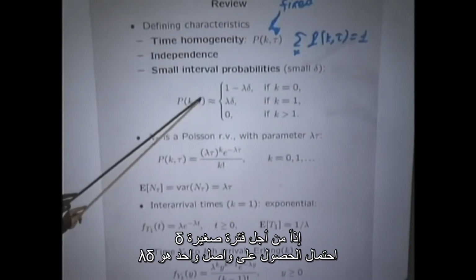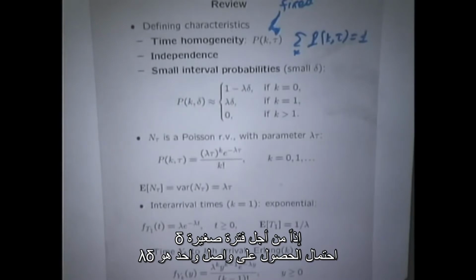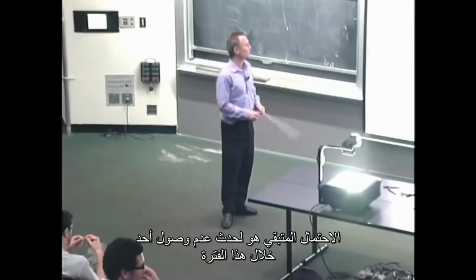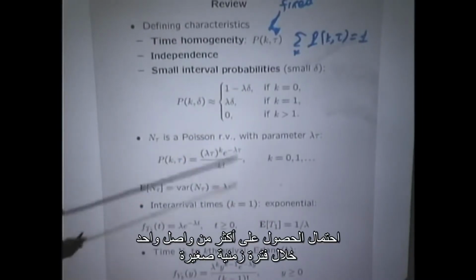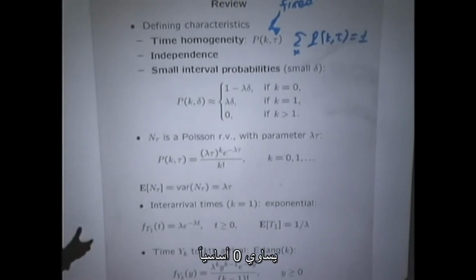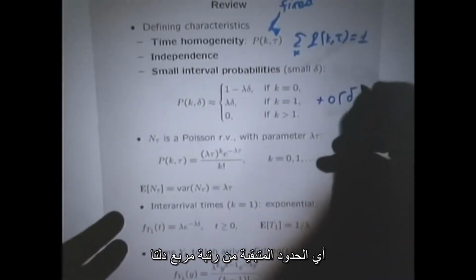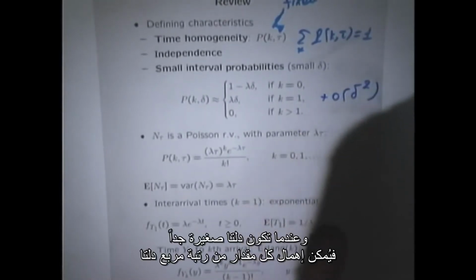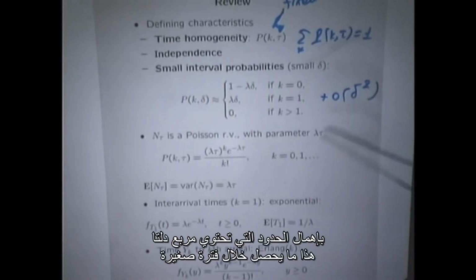So for a small duration, delta, the probability of obtaining one arrival is lambda delta. The remaining probability is assigned to the event that we get no arrivals during that interval. The probability of obtaining more than one arrival in a tiny interval is essentially 0. And when we say essentially, it means modulo terms that are of order delta squared. And when delta is very small, anything which is delta squared can be ignored. So up to delta squared terms, that's what happens during a little interval.